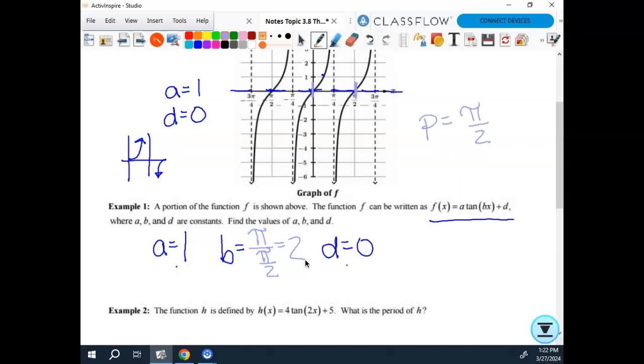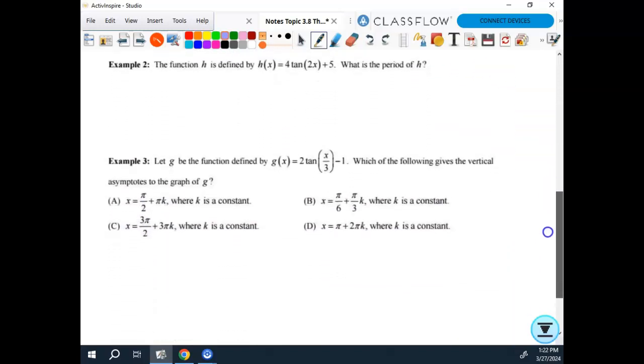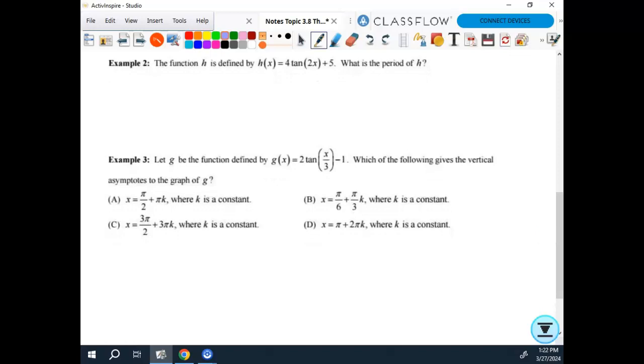Anything? All right, let's look at one without a graph. Even though it only asks us for the period, let's go ahead and just write some stuff out. What is A? 4. What is B? 2. What is D? 5. Okay? But I want the period. So period, which one of these 3 do I use for the period? B. Very good. And so in the numerator of the fraction goes what? Pi. I divide by B, which is 2, and then I'm done because there's nothing to reduce. That's your period.